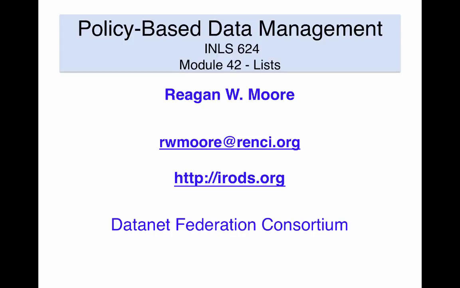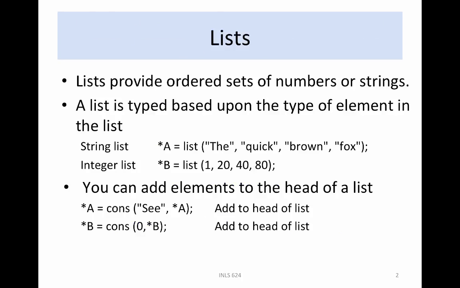The list microservice is used to create an ordered set of numbers or strings. This capability can be used when identifying the top 10 users of a system. The output generated by a list microservice has a type that depends upon the elements that are put into the list. Note that all elements in a list should be of the same type.